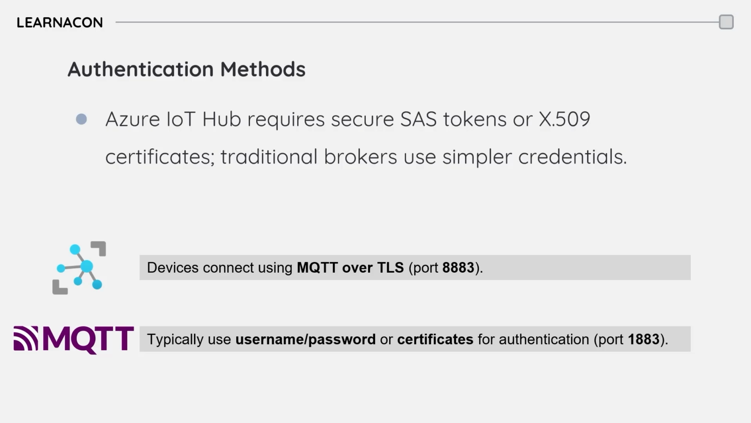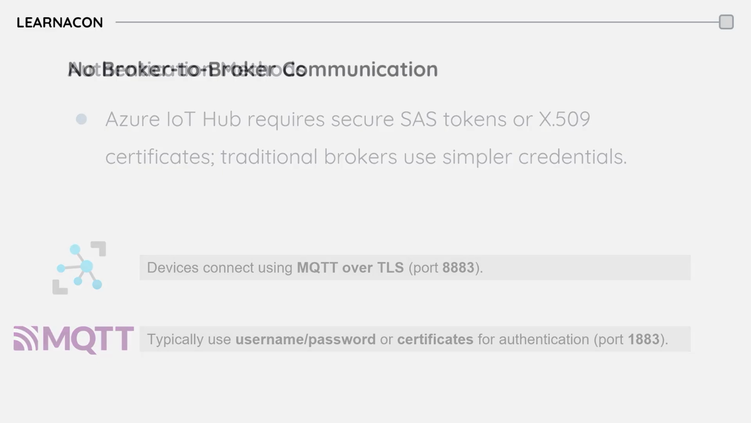In contrast, most standard brokers use basic authentication methods that aren't inherently tied to individual device identities, which can be sufficient for small scale or internal deployments but pose risks at scale. This per-device identity model in IoT Hub is essential for managing millions of devices securely and efficiently.